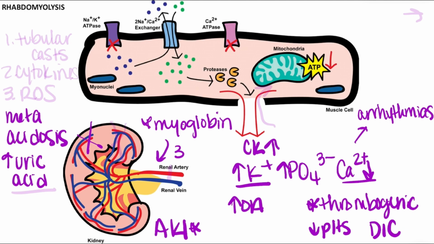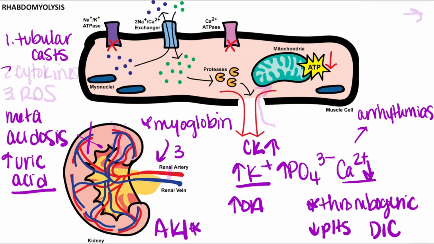The first is myoglobin has direct toxic effects on the renal tubules and interacts directly with tubular proteins, which leads to the precipitation of casts, especially with this acidic urine environment. These casts can lead to tubular obstruction and further kidney damage.